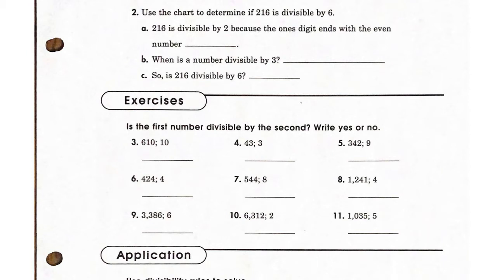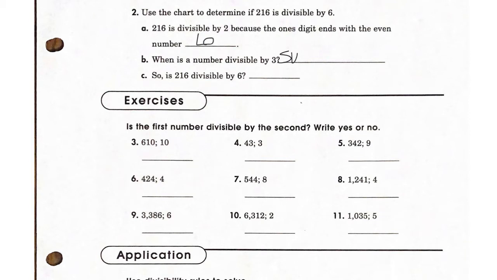So it says use the chart to determine if 216 is divisible by 6. Well, 216 is divisible by 2 because the ones digit ends with an even number. Well, 6 is even, so that is what we want to answer for 6 right there. When is a number divisible by 3?